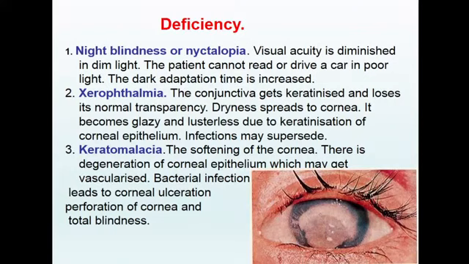If we talk about deficiency of this vitamin, here again we have some steps, because it depends on how prolonged the deficiency is. The first to respond to the deficiency of this vitamin is a problem with night vision in poor light. The name of this is night blindness or nyctalopia. Visual acuity is diminished in dim light, and the patient cannot read or drive a car in poor light, and the dark adaptation time is increased.